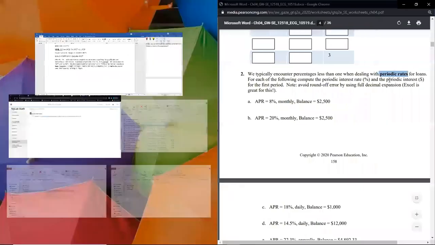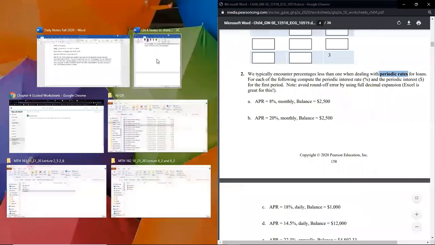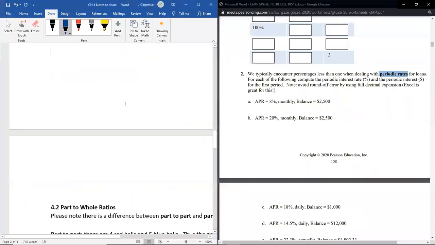So I am getting sick of the annotate thing. So let's do this way.